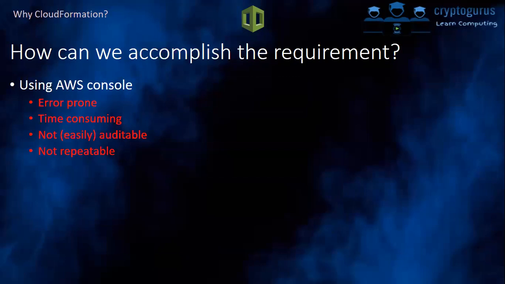We can provision this with the help of the AWS console, the console we get once we log into the AWS website. But this particular AWS console is very error prone, so you may make some mistake while configuring your infrastructure. It is also very time consuming because you have to configure the resources individually. First you will configure the EC2 instance, and in the EC2 instance you will install MySQL, then you will install Apache, and so on.